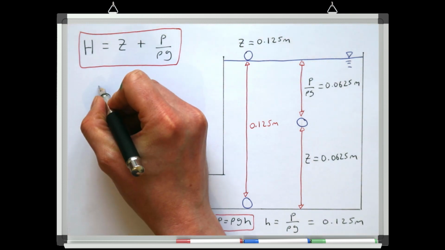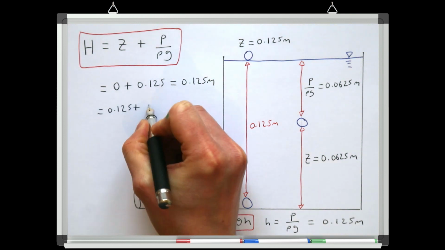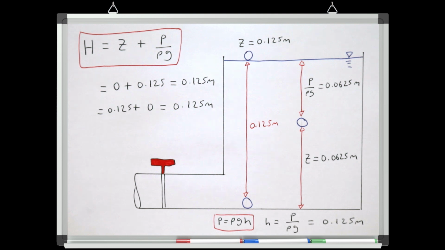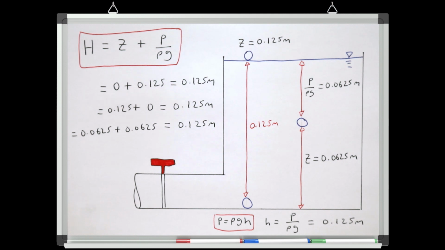So, a particle at the base of the tank will have 0.125 meters of pressure and 0 meters of elevation, giving a total pressure head of 0.125 meters. A particle at the water surface will have 0.125 meters of elevation and 0 meters of pressure, and a particle right in the middle of the tank will have 0.0625 meters of elevation and 0.0625 meters of pressure, again giving a total pressure head of 0.125 meters.